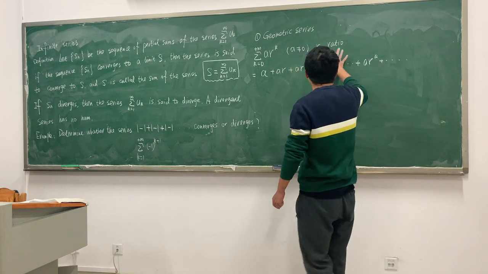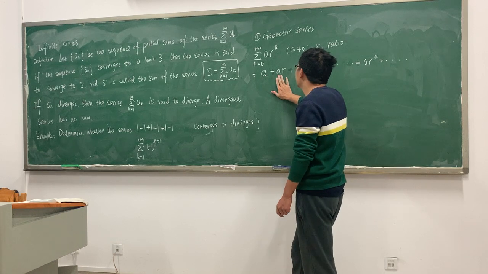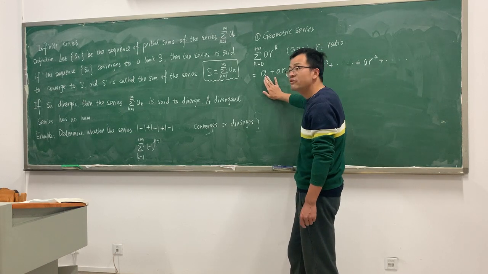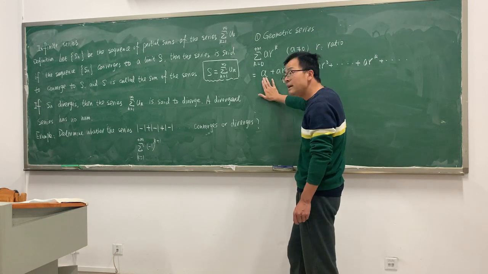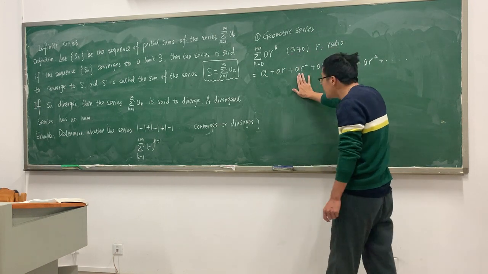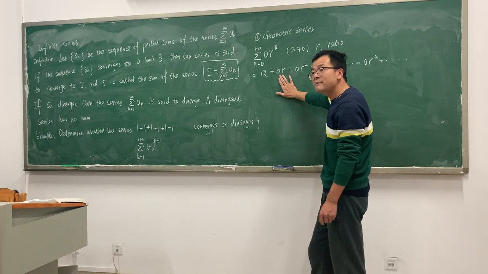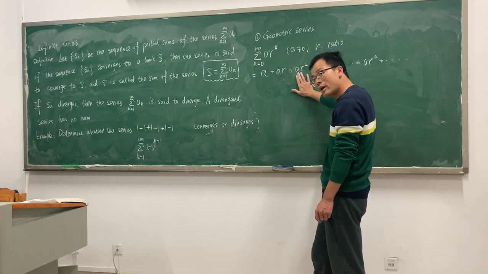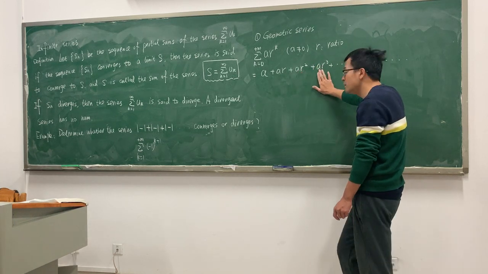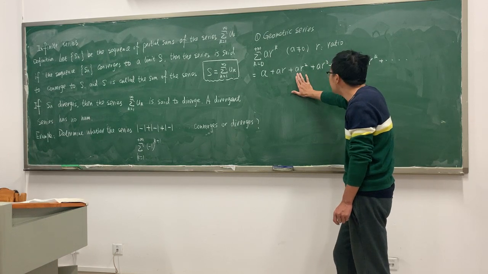And R means the ratio. The second term is the first term times R, so AR equals A times R. The third term is the second term times R. The second term is AR, times R, so it is AR squared.